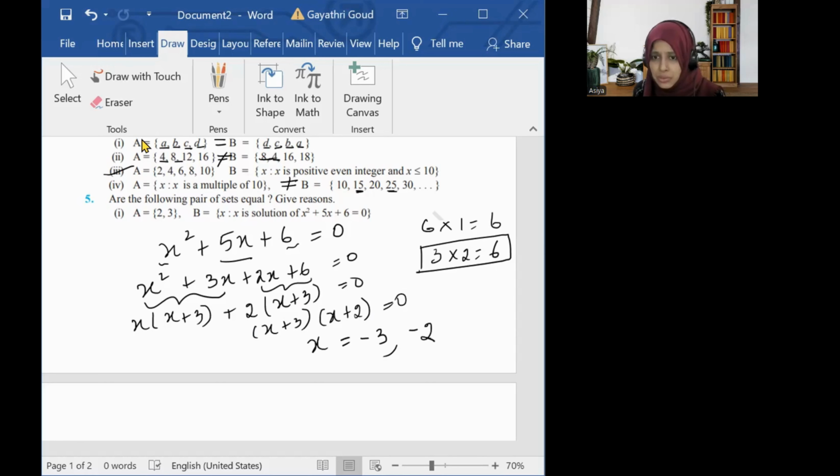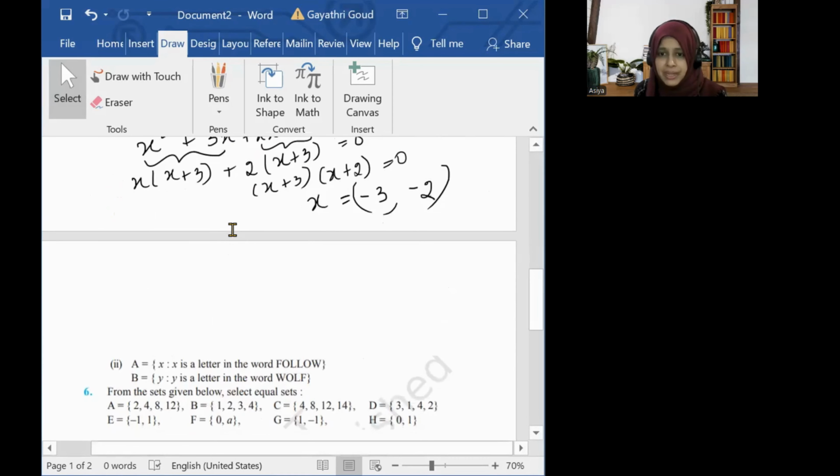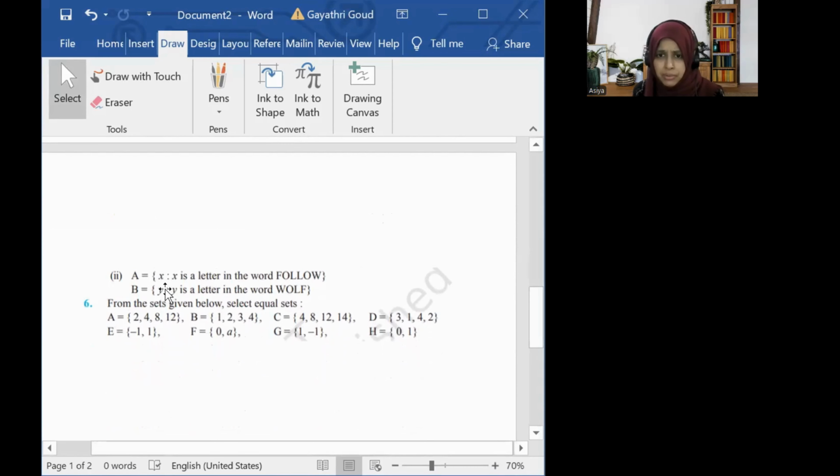So what are the values that we have for B? The solution is minus 3, minus 2. Here I have 2, 3. So that means they are not equal sets. I hope that is clear. Now let me do this second one as well, and maybe I can give you the sixth one as homework. Give it a try. Now let's go for the second one.